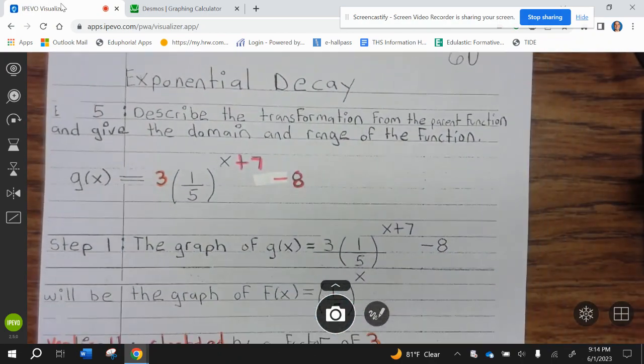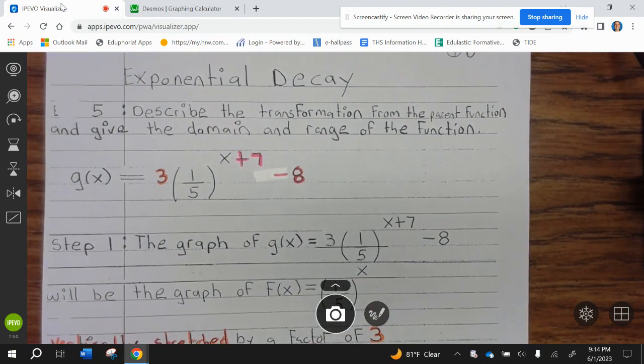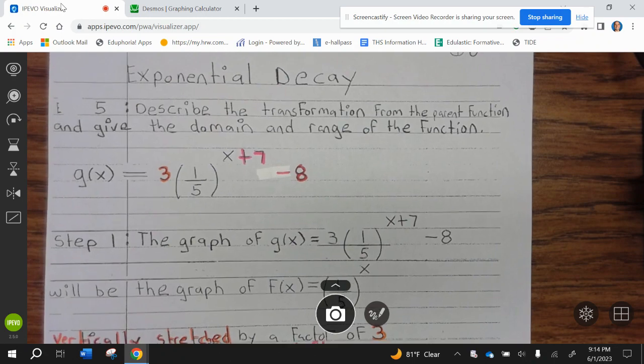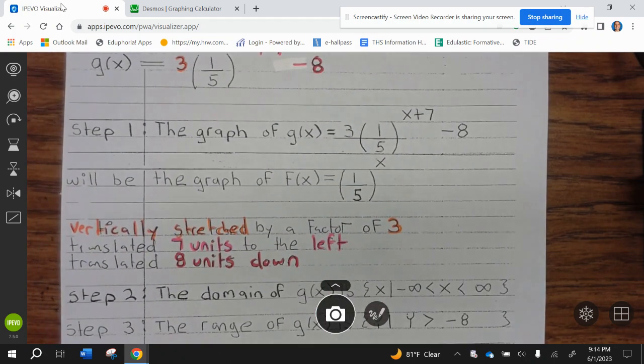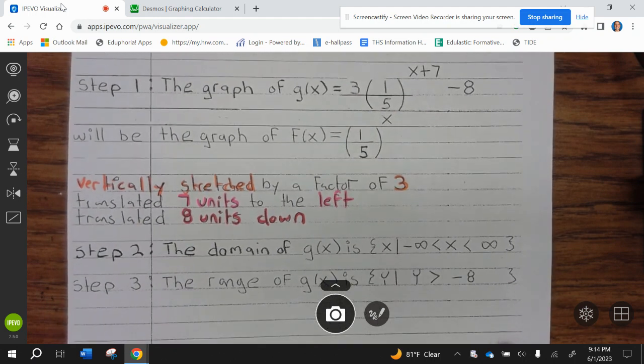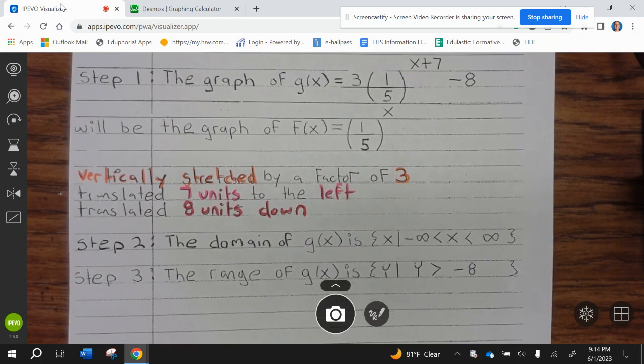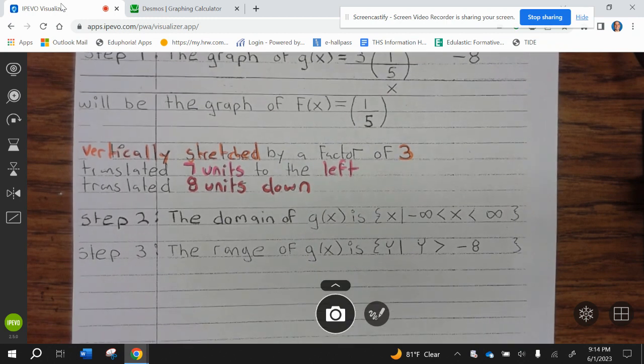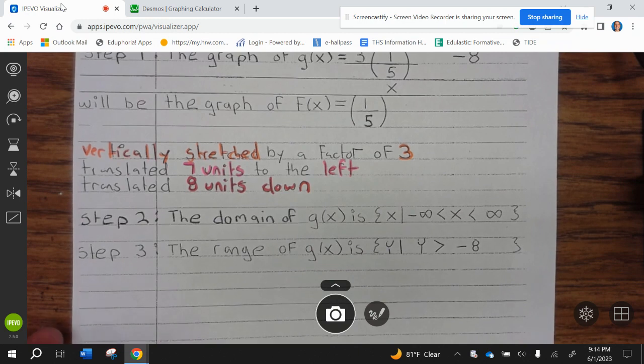All right, last example. Describe the transformation of the parent function and give the domain and range of the function. G of x equals 3 times 1 divided by 5 to the x plus 7 minus 8. Step 1, the graph of g of x equals 3 times 1 divided by 5 to the x plus 7 minus 8 will be the graph of f of x equals 1 divided by 5 to the x. It's vertically stretched by a factor of 3, translated 7 units to the left, and translated 8 units down. The domain of an exponential is always -infinity to +infinity, and it's y greater than -8 for the range.